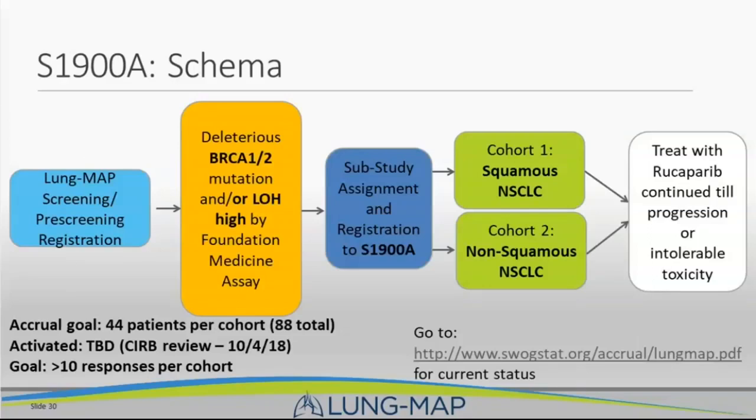So in terms of the study schema, there's a LungMap screening pre-registration and that's been discussed. And then patients with either deleterious BRCA1/2 mutations and/or LOH high score by Foundation Medicine assay will be assigned to 1900A. And there's two cohorts. Cohort 1, which is squamous non-small cell lung cancer, and cohort 2, which is non-squamous non-small cell lung cancer. And patients will be treated with rucaparib, a PARP inhibitor, until progression or intolerable toxicity. Accrual goal is 44 patients per cohort, and a goal of 10 or more responses per each histologic cohort. Can we go to the next slide, please?